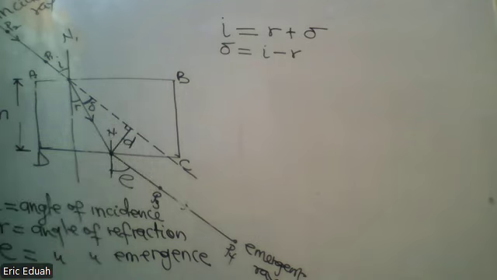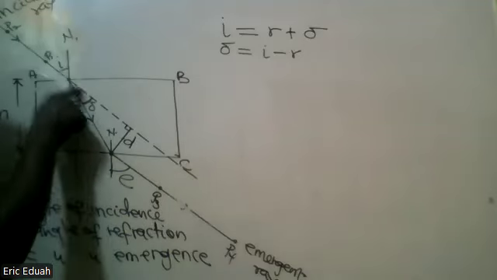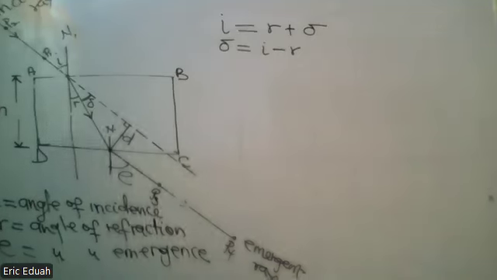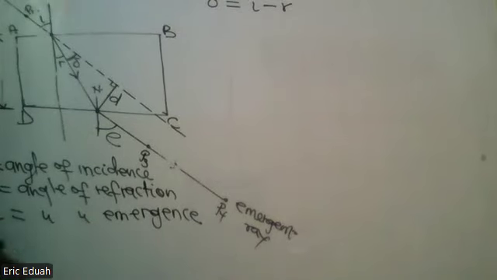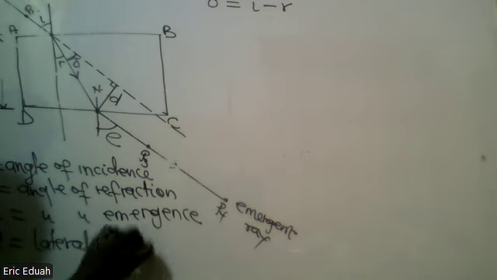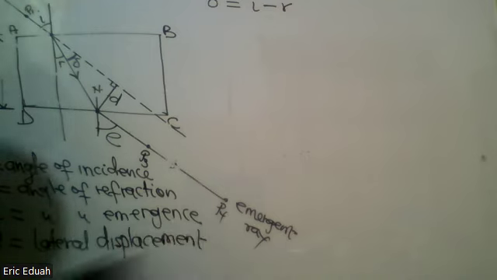So the displacement is a distance, the distance through which the original path has been deviated. The lateral displacement, small letter d, is known as the lateral displacement. Lateral because it is displaced horizontally.